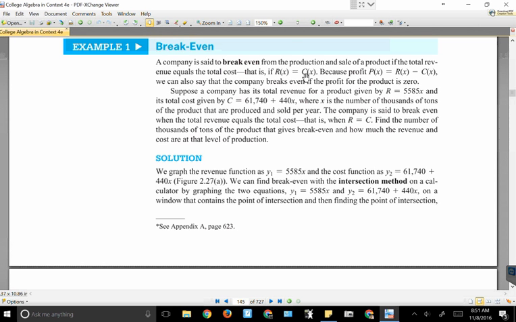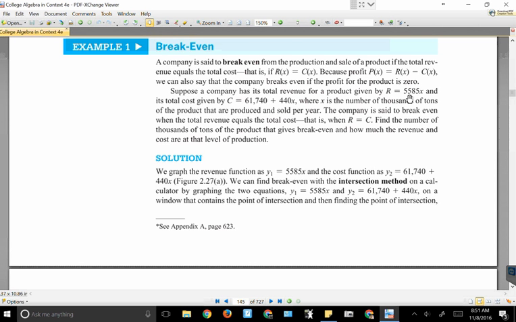Now you're going to notice that by using function notation, we're able to identify what function we're talking about. Because with P, P of x is going to be equal to R of x minus C of x. Profit is equal to revenue minus cost. Basic ideas. Now, it says suppose a company has a total revenue given by this.